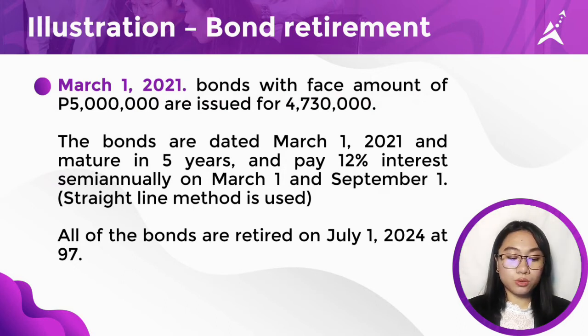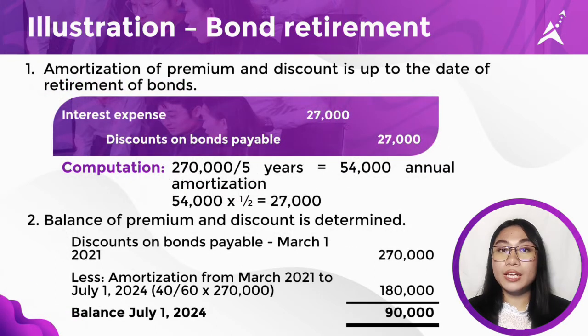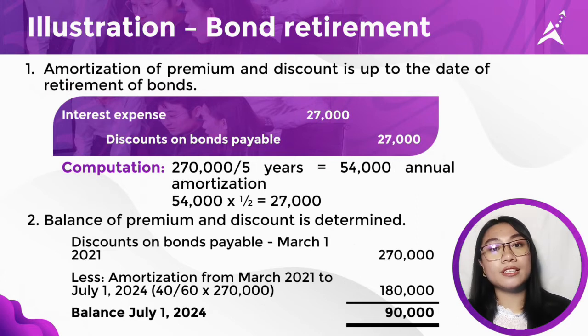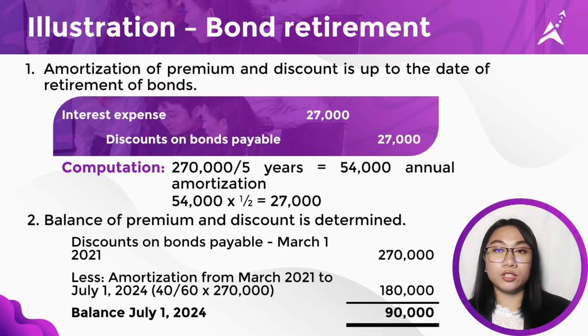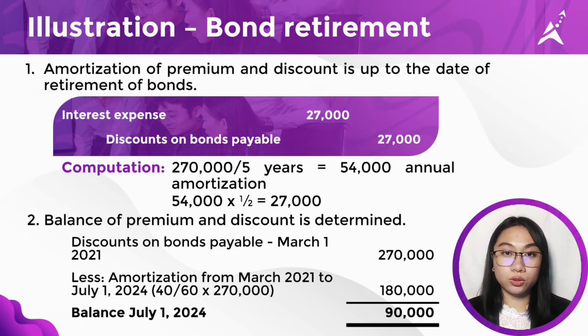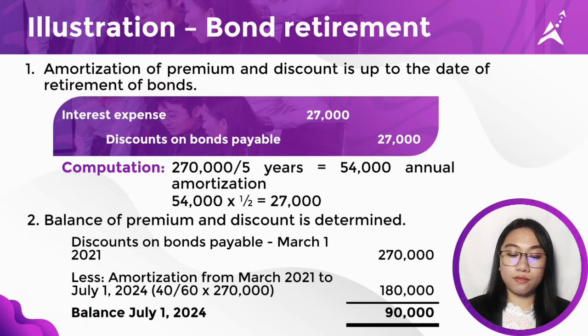So, the first thing we will do is to amortize or update the amortization of premium and discounts on bonds payable. So, the entry for this is debit the interest expense for 27,000 and then credit the discounts on bonds payable for 27,000. So, our computation will be 270,000 divided by 5 years and then this will be equal to 54,000 which is the annual amortization. And then that annual amortization will be multiplied by 1 over 2. And then it will be equal to 27,000.